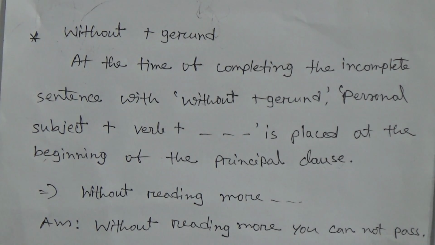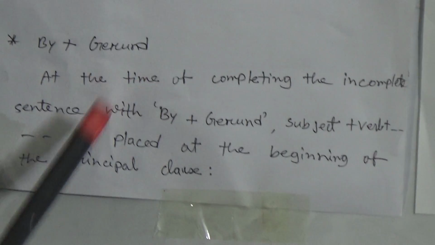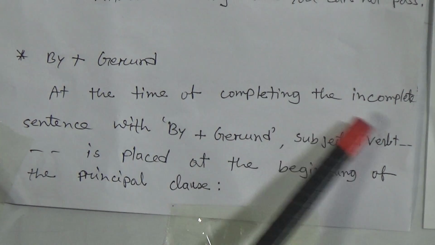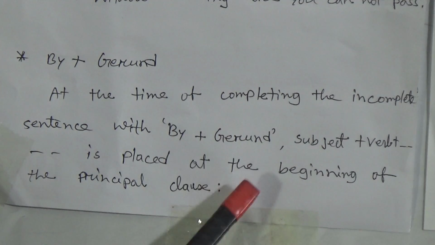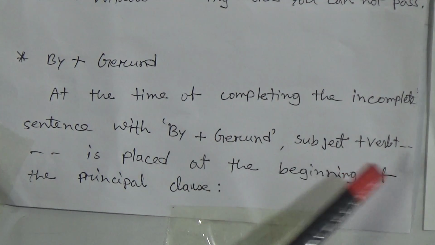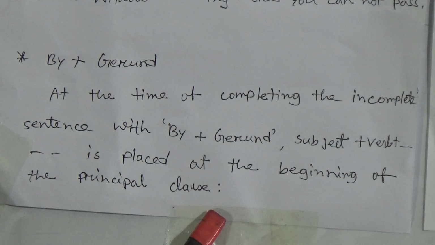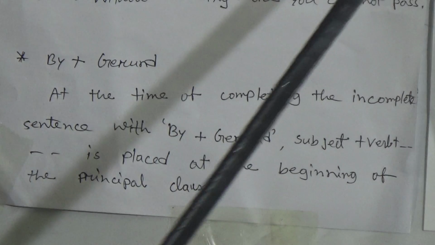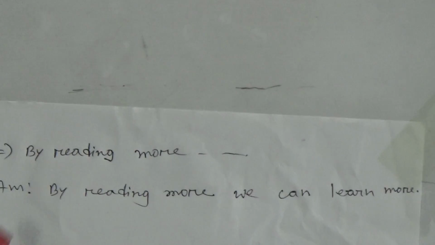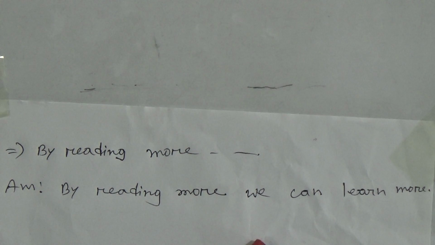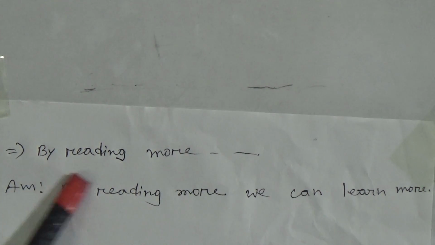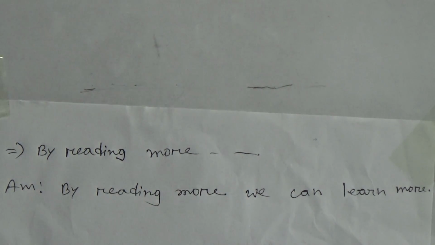Look here, next rule, by plus gerund. At the time of completing the incomplete sentence with by plus gerund, subject plus verb plus... is placed at the beginning of the principal clause. For example, by reading more... Its answer, look here: by reading more we can learn more. Here I am going to say this example once again, by reading more... Dear students, you can write here the answer: by reading more we can learn more.